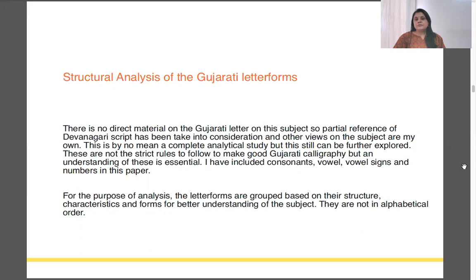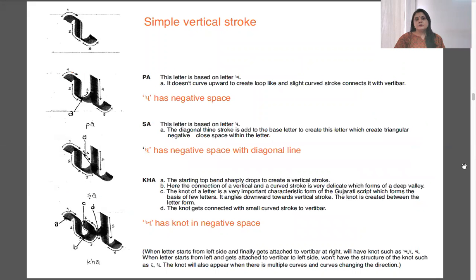For the purpose of analysis, the letter forms are grouped based on their structure, characteristics, and forms for better understanding of the subject. They are not in alphabetical order. Now we move forward to the hand-drawn calligraphy letters. I have kept them as they are because I want to give the right expression to the letter form.